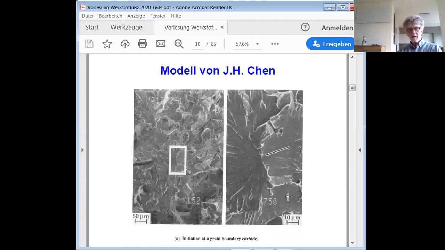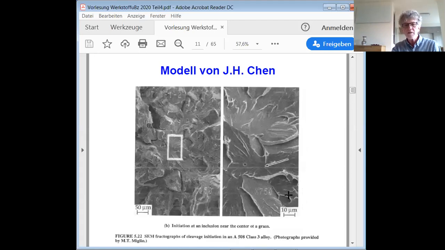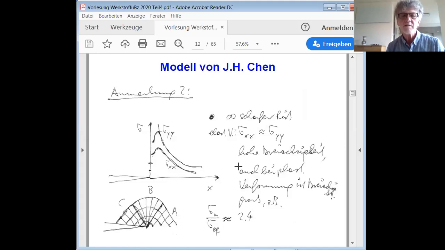Okay, and Chen was also at our institute and he tried to find such positions in the specimens where cleavage fracture originated, and that means he has to find the positions of the crack nucleus. And here, two examples where a small carbide lies at the grain boundary, and here another example. It's not that position, it's a position here where the cleavage fracture originates. Then a second remark.